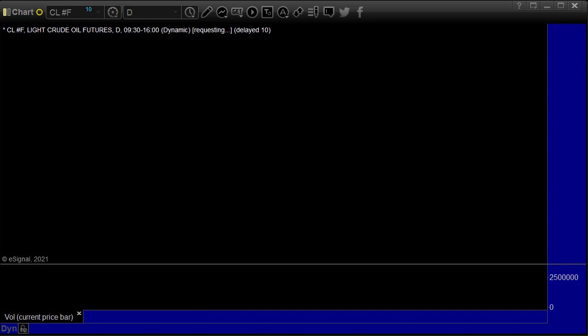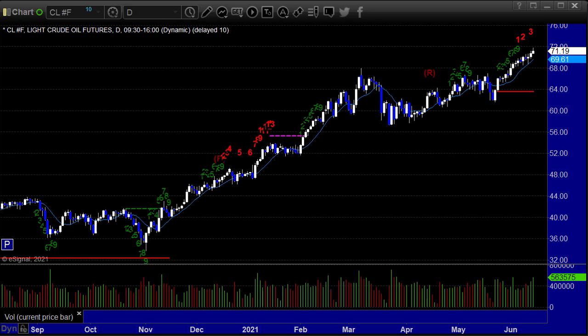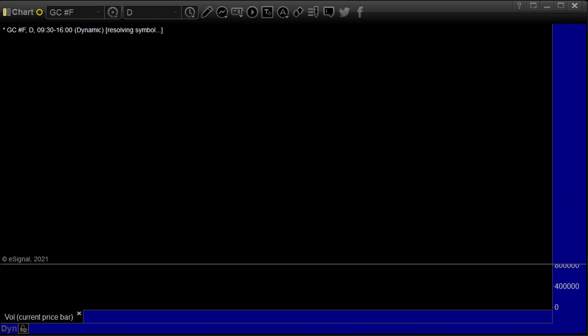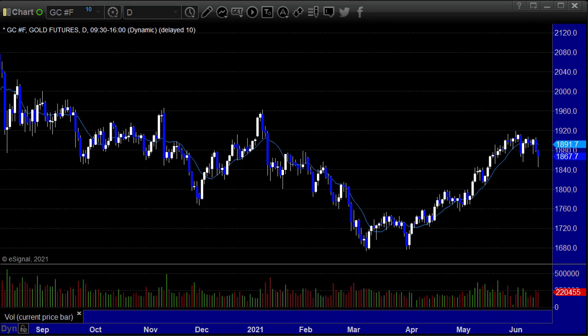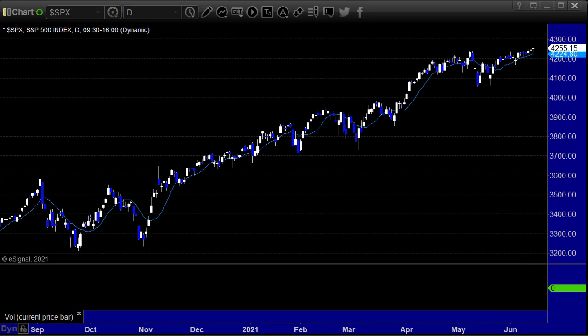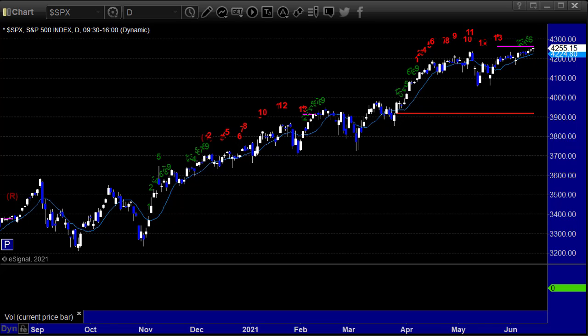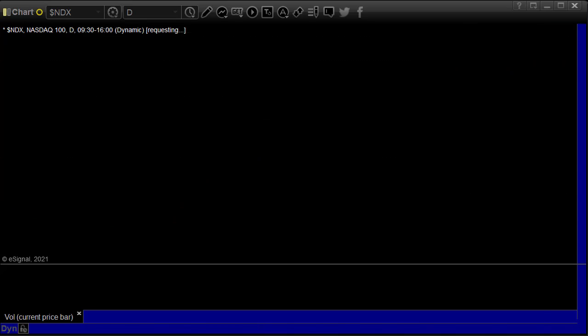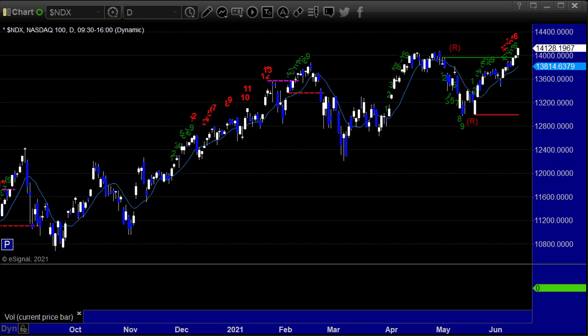Let's go through the daily charts. Crude oil up 28 cents. That's a new high for the year, up to 71.19. Gold down $11.90, rolling back over here a bit. S&P cash at 7.71, getting close to the risk line on that sell signal. NASDAQ 100 up 129. New closing highs on the NASDAQ today.